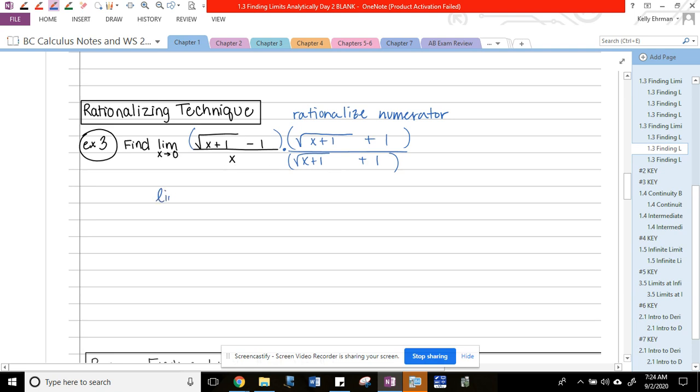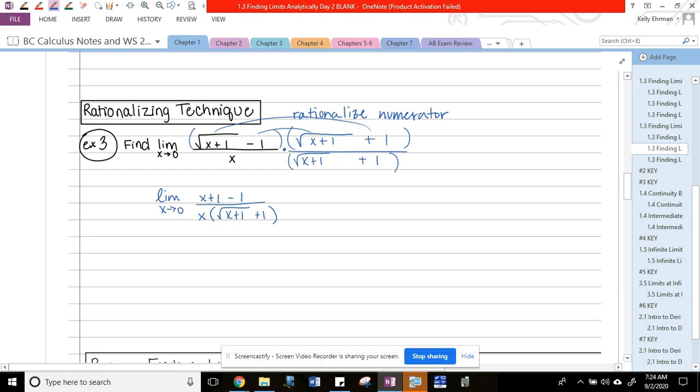So don't forget your limit notation. Limit as x approaches 0 of, when I FOIL or distribute the numerator, I get x plus 1. And then remember, the conjugate works so that these middle terms would cancel out. And then negative 1 times 1 is minus 1. Over down here, just leave it. It's a lot of writing, but leave it as x times square root of x plus 1 plus 1.